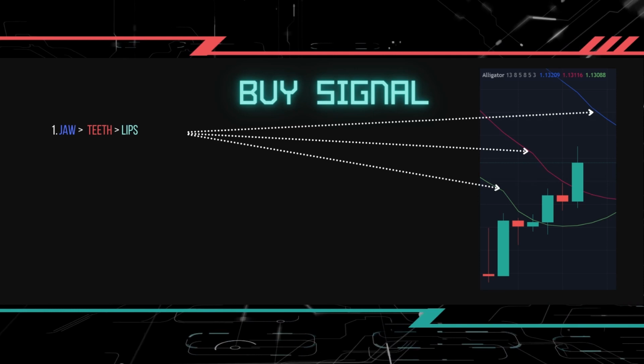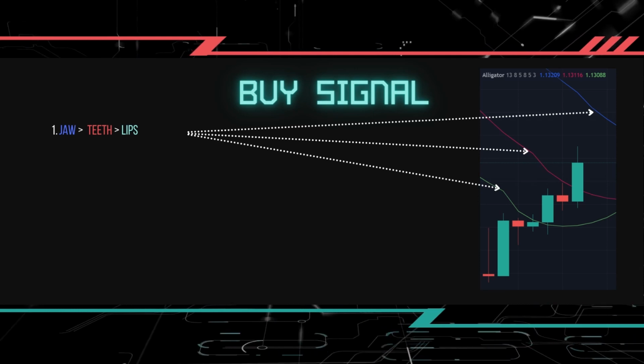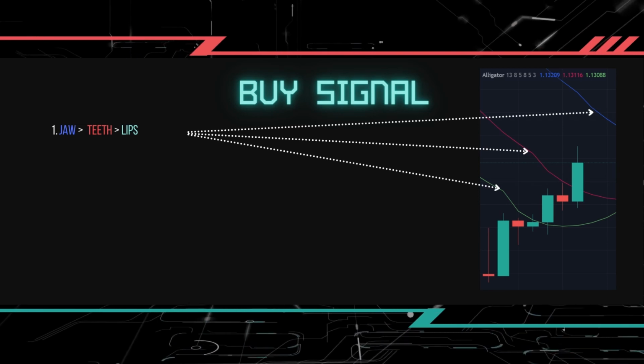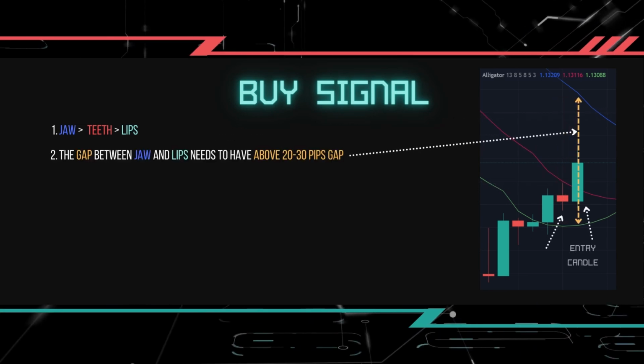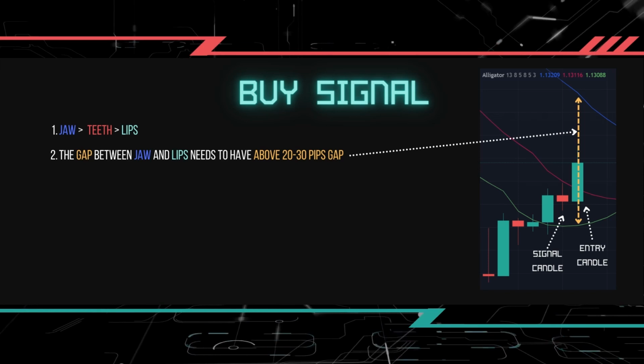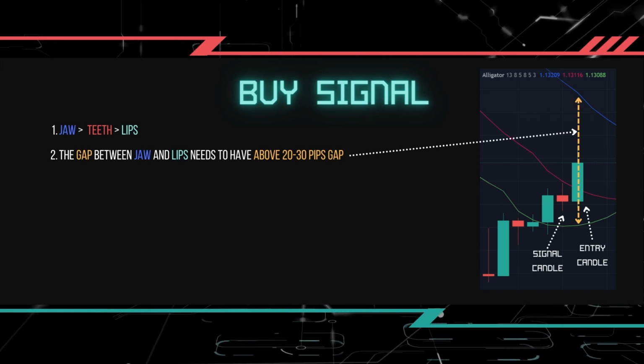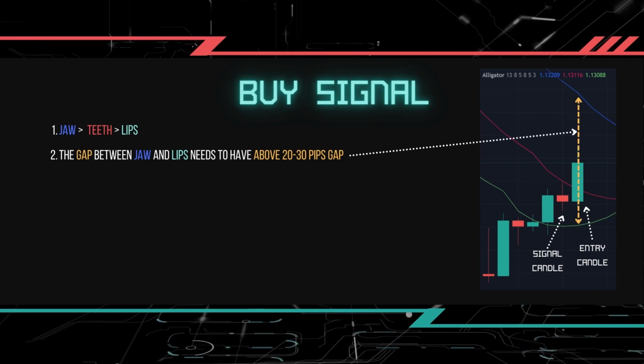For the buy signal, first, the jaw needs to be greater than the teeth and the teeth needs to be greater than the lips. This is to signify the price is in a downtrend. Second, the gap between jaw and lips needs to be larger than 30 pips. This is important to show that the alligator is not sleeping, and it is already hunting bears and bulls.